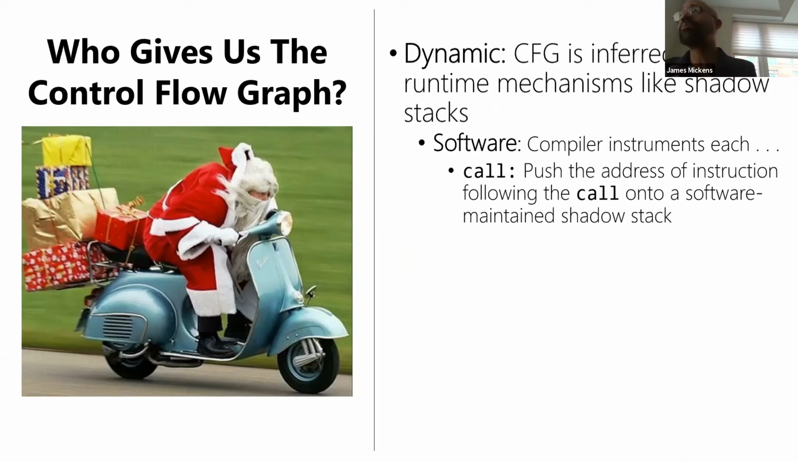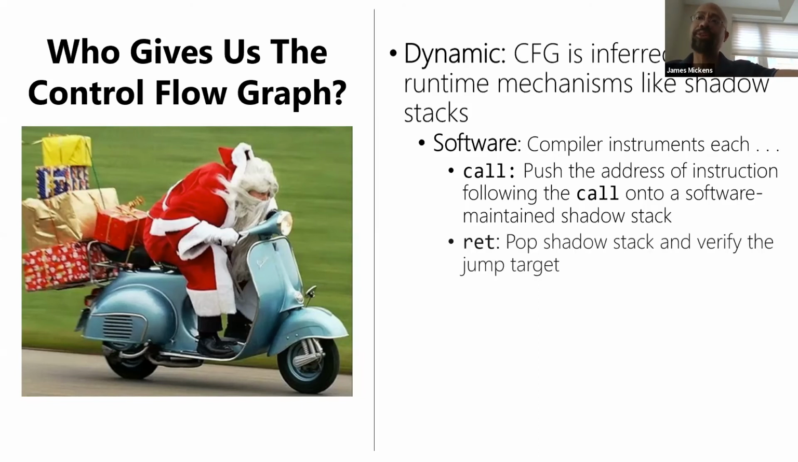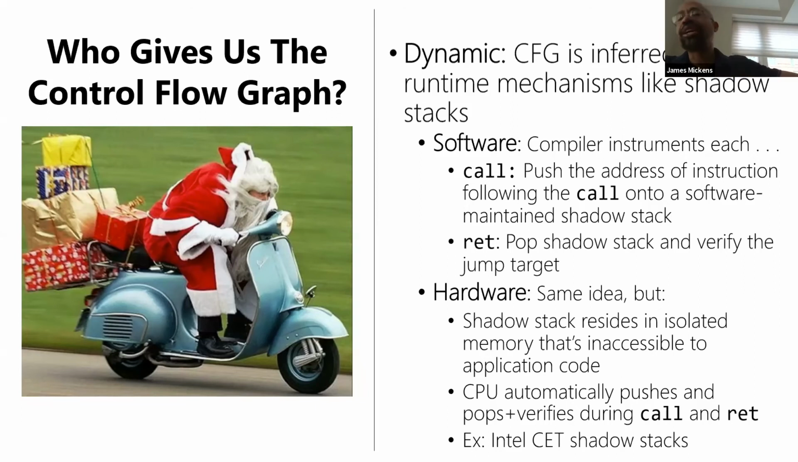Now it's possible to implement shadow stacks at the software level. You could have the compiler instrument each call to push the valid return address onto a software-maintained shadow stack, and then have the compiler inject instrumentation for rets as well to pop that software-maintained shadow stack. We just discussed Intel CET, which does this in hardware. So the shadow stack resides in isolated memory that's inaccessible to application code, and the CPU will automatically do the manipulation for the shadow stack during the calls and the rets. And so that's the approach that Intel CET takes.